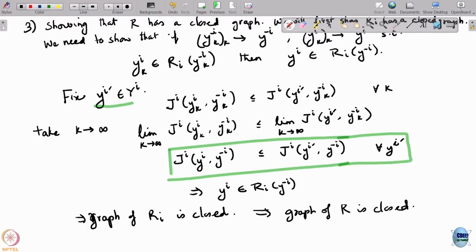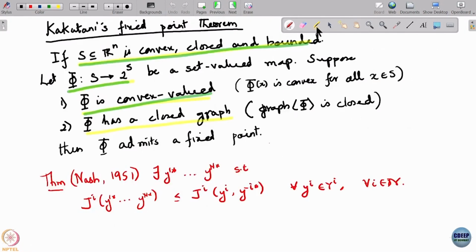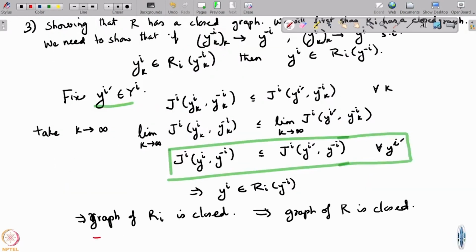Okay, so again, let's go back and check what Kakutani was asking us to do. This is what we have now accomplished. So now we have ticked off 1, 2, 3, 4, and hence from Kakutani, there exists a fixed point for R, which means there exists a Nash equilibrium.